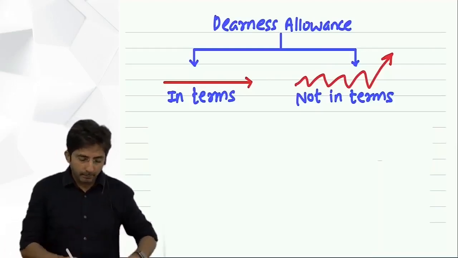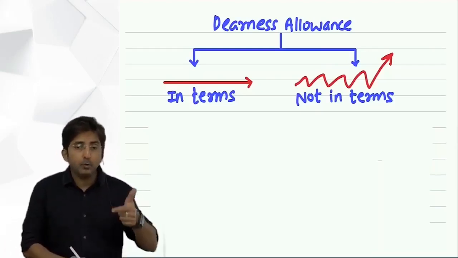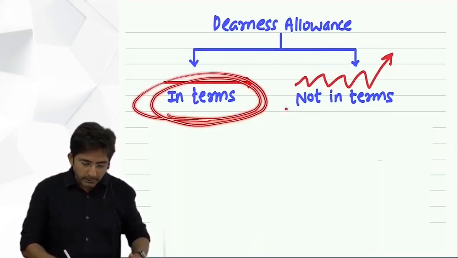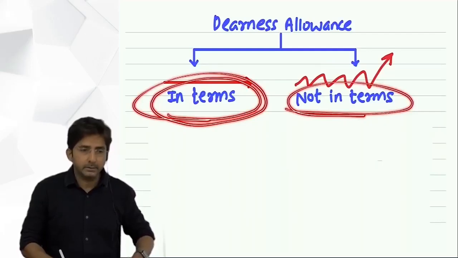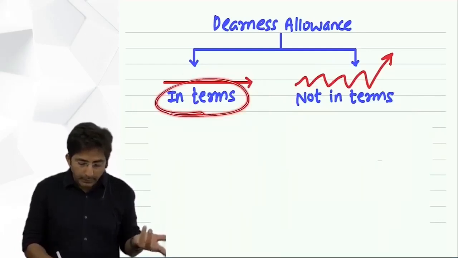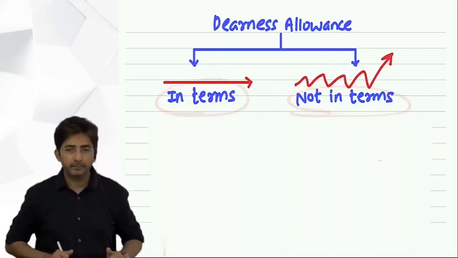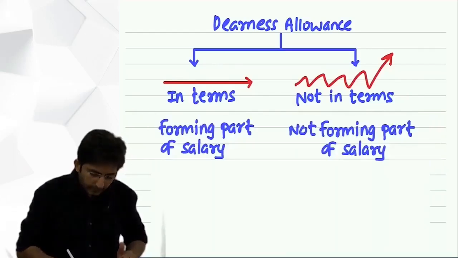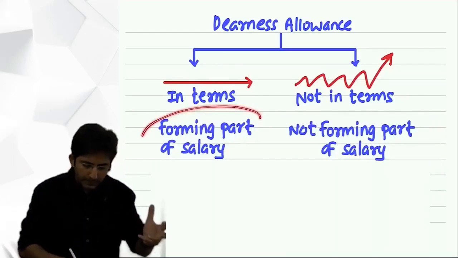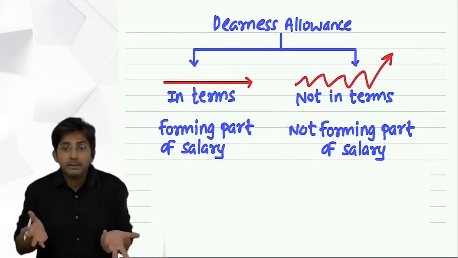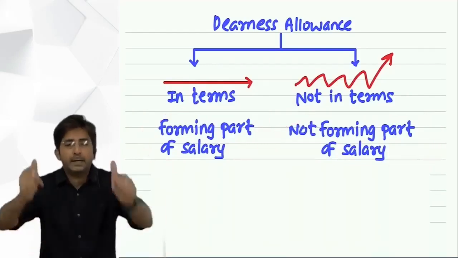Okay. Now, dearness allowance can be of two types. Sometimes it is called in terms. Sometimes it is called not in terms. Now, what is the difference between in terms, not in terms? That I want to explain. Okay. And sometimes they write like this. Look. Dearness allowance forming part of salary, not forming part of salary. So what is the meaning of this? That is my plan to explain right now.